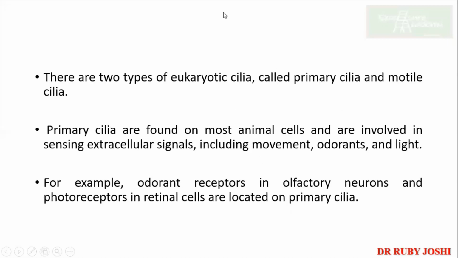Sorry. So there are two types of cilia: primary cilia and the motile cilia. What is the difference between the primary cilia and the motile cilia? The name itself tells you that the primary cilia are not meant for movement. They are meant for getting signals, chemical signals, from the environment. They are involved in sensing extracellular signals, including odorants and light. Whereas motile cilia are meant for movement only.